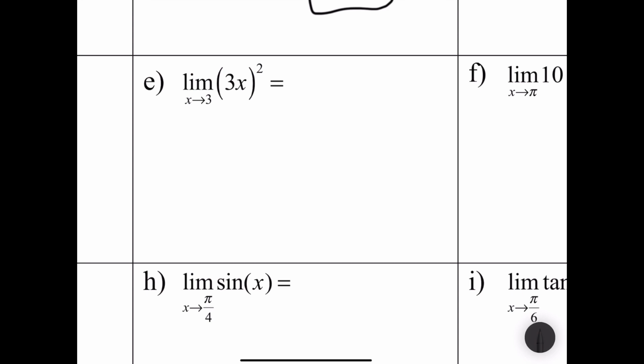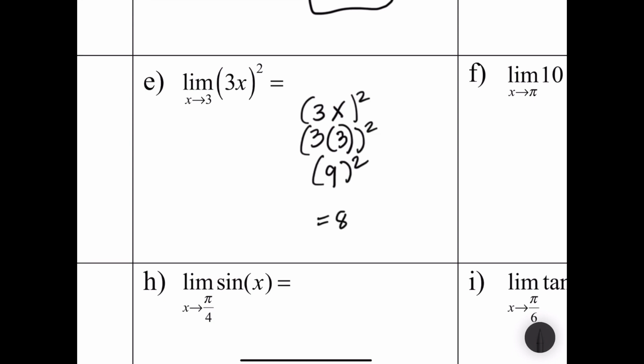Okay? So, moving on. I have the limit of a function to the power of 2 as x approaches 3. Same thing here. I would plug in my x of 3 into the function and then just square it. So, I'm going to take my function, 3x, and I'm plugging in 3 for x, and then I get 9, and then don't forget this whole thing is squared. So 9 squared is 81.